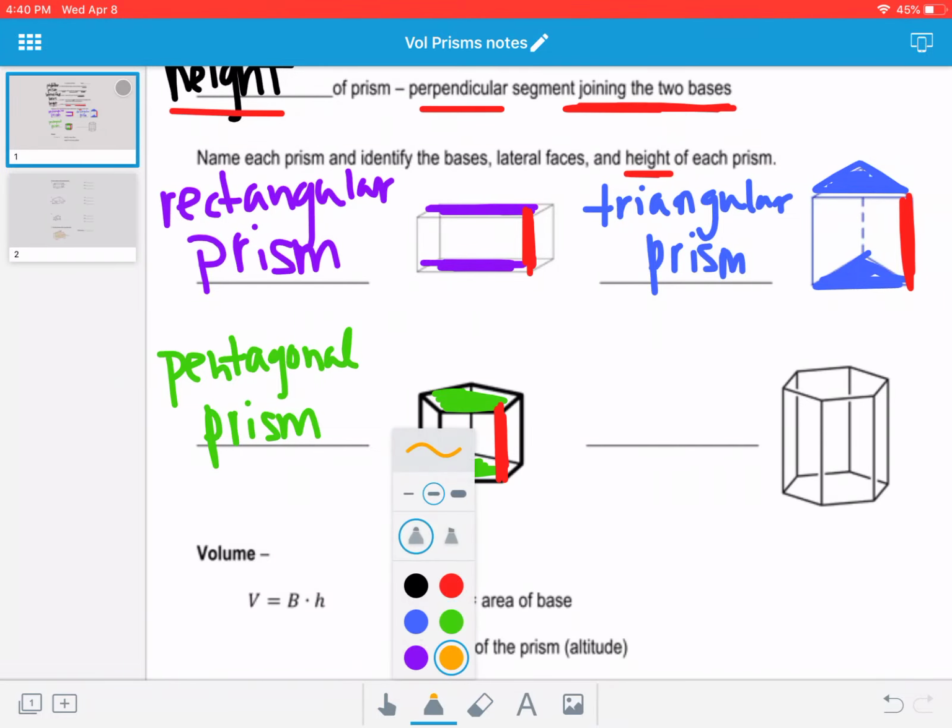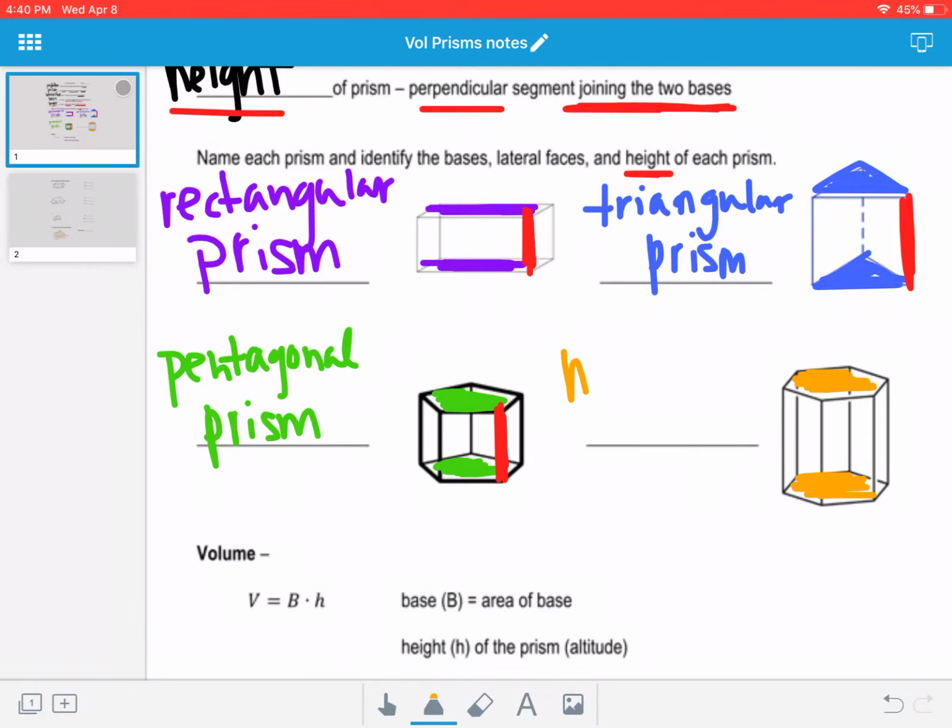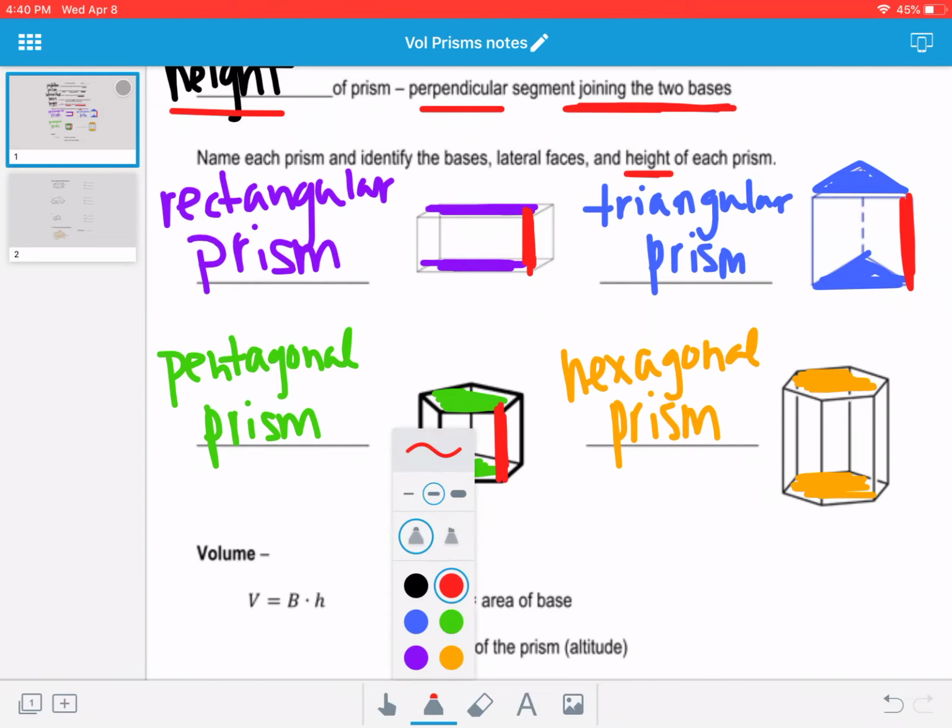And the last one here, if I shade in my congruent parallel bases in orange, 1, 2, 3, 4, 5, 6, those are both hexagons. So this is called a hexagonal prism. The height has to connect the two bases, so it could be any of those 6 vertical segments connecting the bases. There would be 1, 2, 3, 4, 5, 6 lateral faces going around it.